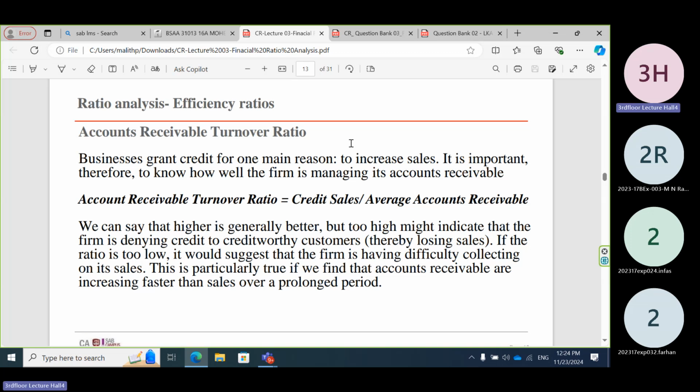How many cycles? Number of cycles you can do. Let's say 10, 20, 50, 100. That depends on your efficiency. If you can do this 100, if you have a margin 30%, one time if you can do 1 million, 1 million into 30% into 10, your earnings. Your efficiency means how many times you can repeat your operating cycle.